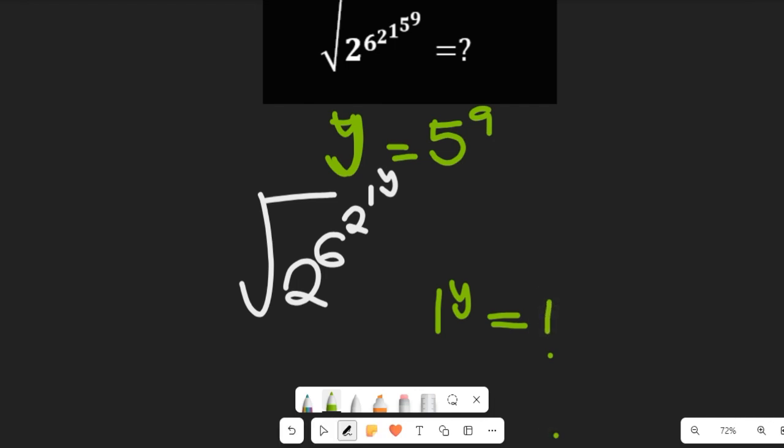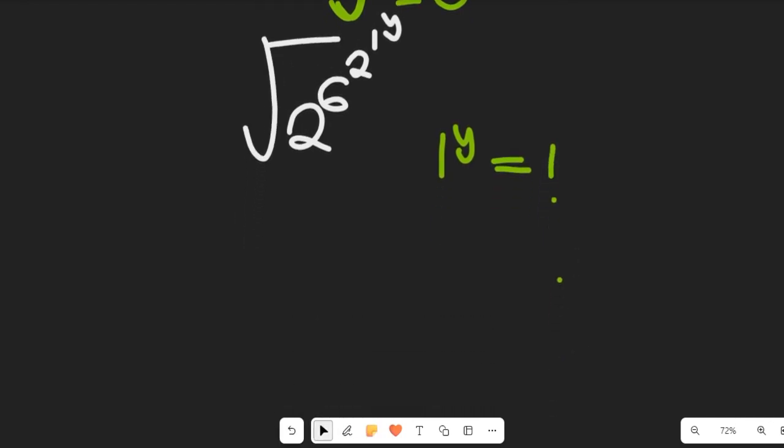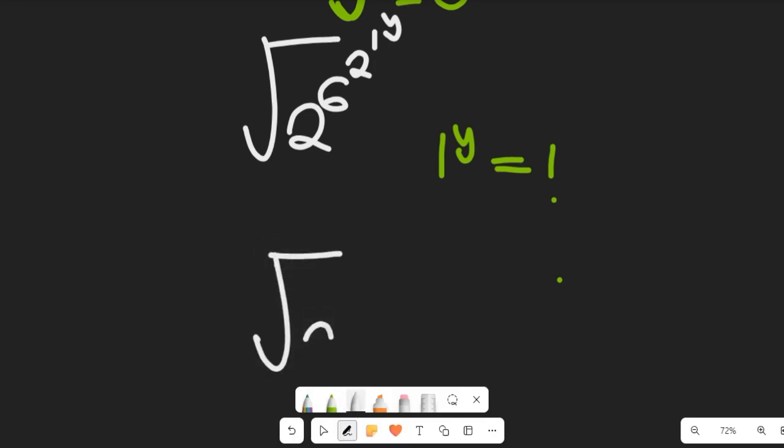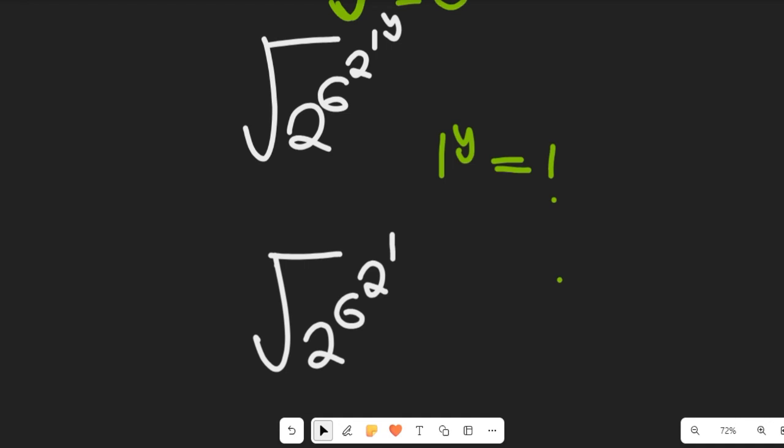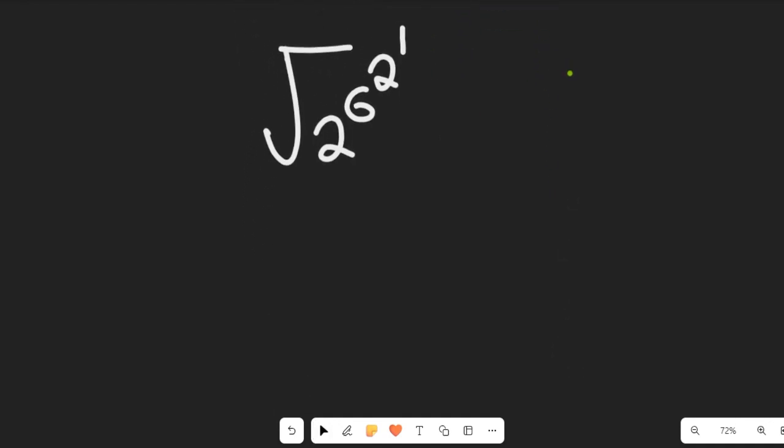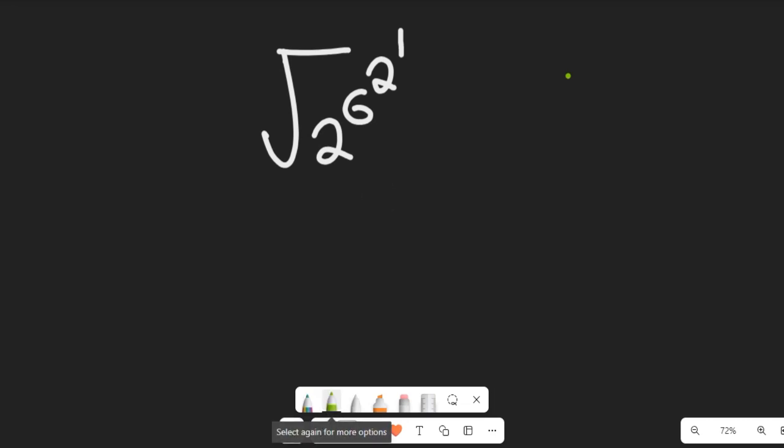If I assume that, that will make the equation become the square root of 2 to the power of 6 to the power of 2 to the power of 1. Great. In the next step, I'm going to consider the next exponent, which is 2 to the power of 1. And 2 to the power of 1 normally is equal to 2. So I'm going to replace that with the value of 2 to the power of 2.